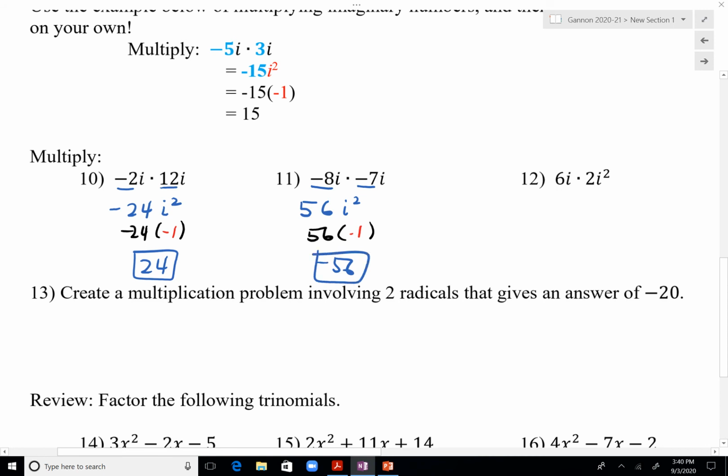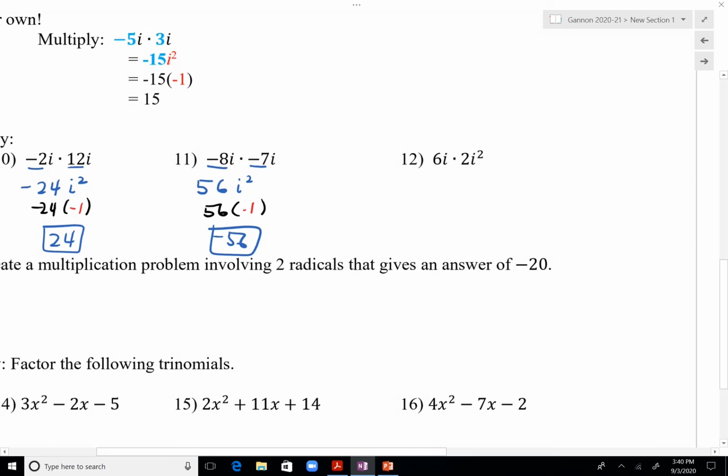For number 12, what's a little different is there's an i squared already in the problem. Personally, I'm going to go ahead and handle that first. So I'm going to rewrite this as 6i, but then 2i squared, I'm going to just replace with negative 2. i squared is negative 1, and 2 times negative 1 is negative 2. Then all I have to do is 6 times negative 2, which is negative 12i, and I'm done. And that's all there is to it.